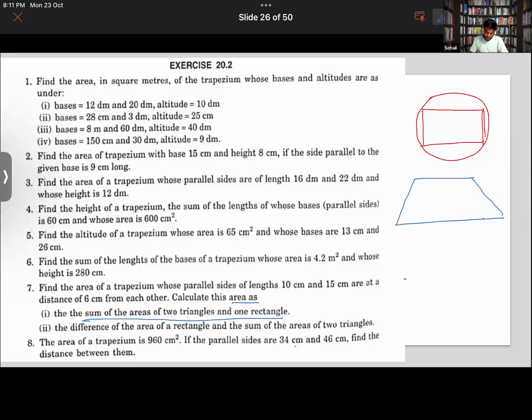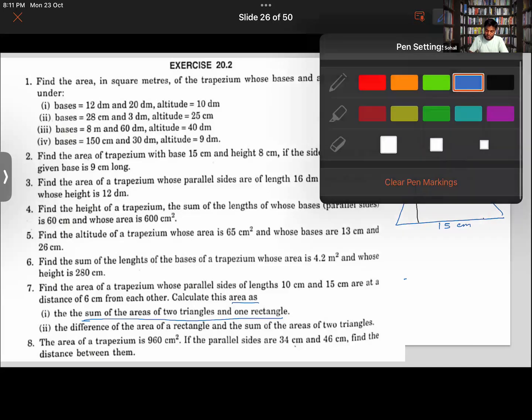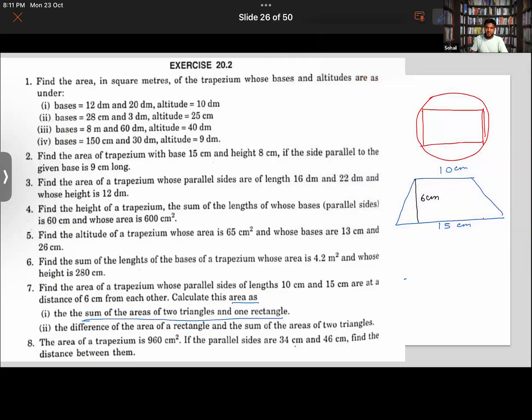The question was saying that the parallel sides of a trapezium are as follows: 10 centimeter and 15 centimeter. And the distance between the parallel sides, simply its height, was given as 6 centimeter. Okay? So we just needed to find the area of the trapezium. We can easily find it because we have the length of the parallel sides and the distance between them also. But as per the first question, it is saying that we need to divide it into two triangles and a rectangle. So we have done it in that manner.